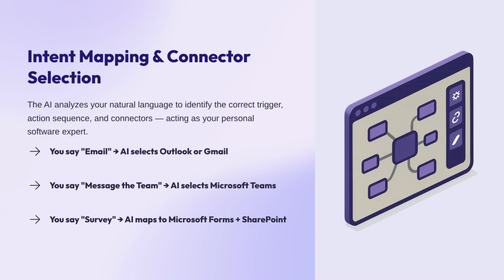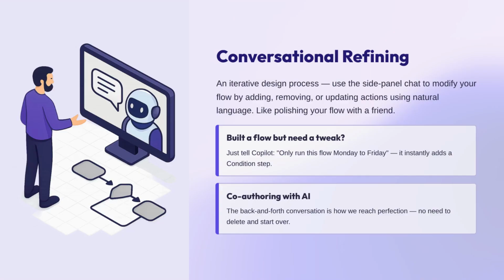So now that we've mastered how the AI picks the right tools for the job, you might be wondering what happens if the AI builds a flow that is mostly right, but needs a little bit of a tweak. Well, that brings us right into our next step, which is conversational editing and refining. Now we need to talk about conversational refining.